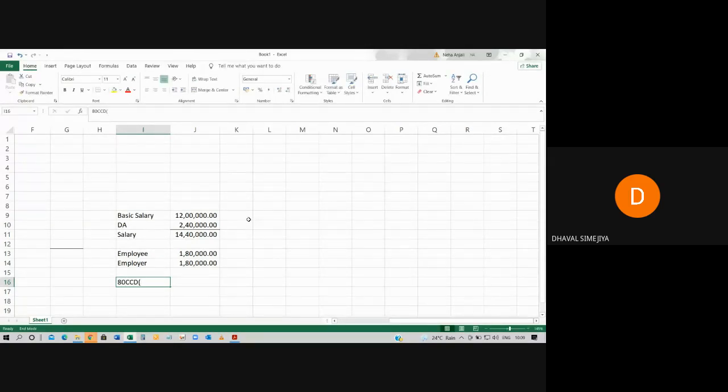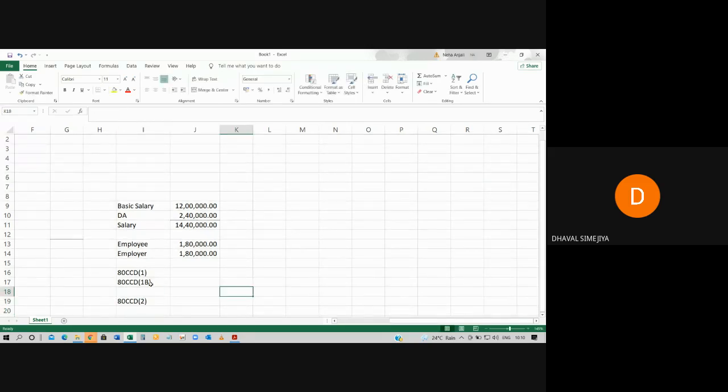subsection 1, 80CCD subsection 1B, and what is available under section 80CCD subsection 2. Chalo. Now we are almost to the answer. Anyone can give me the answer? What is available under section 80CCD(1), 80CCD(1B) and 80CCD(2)?